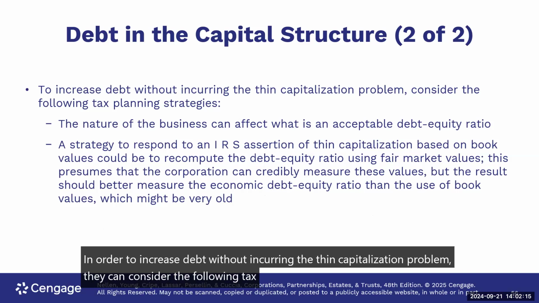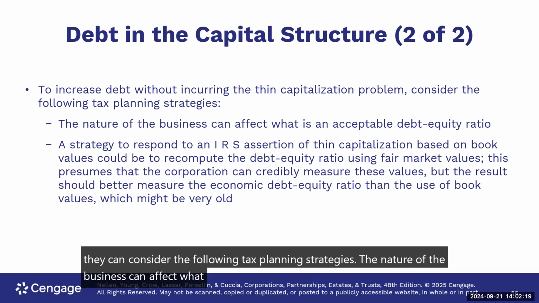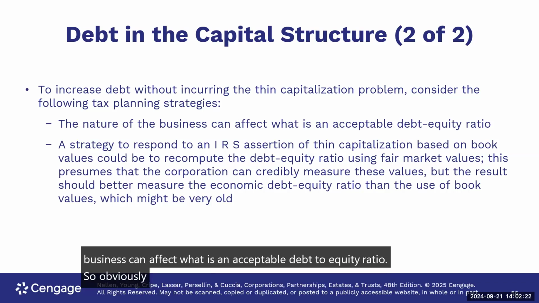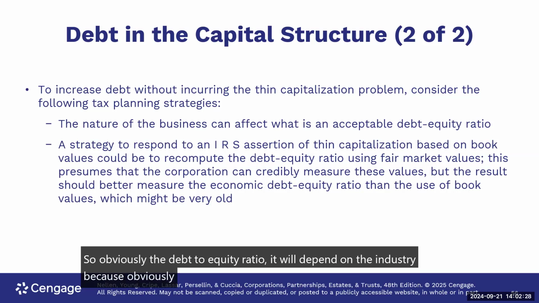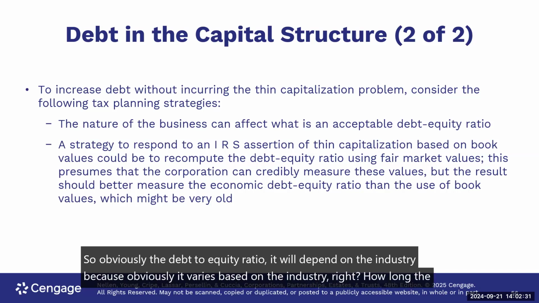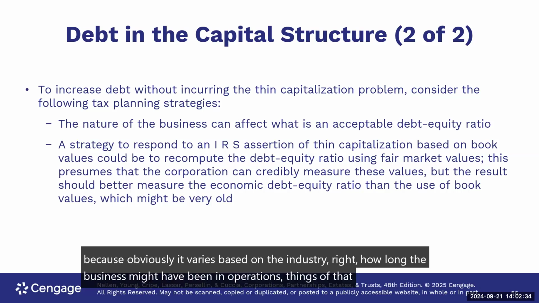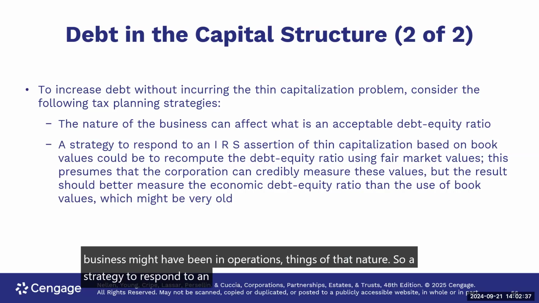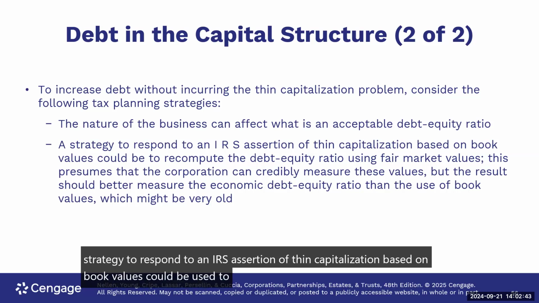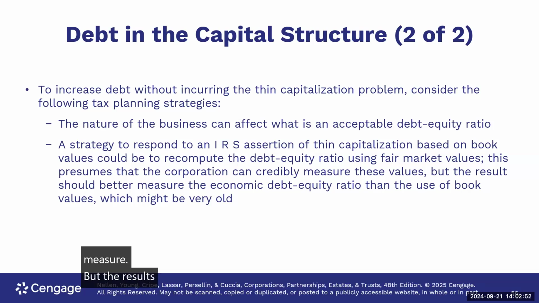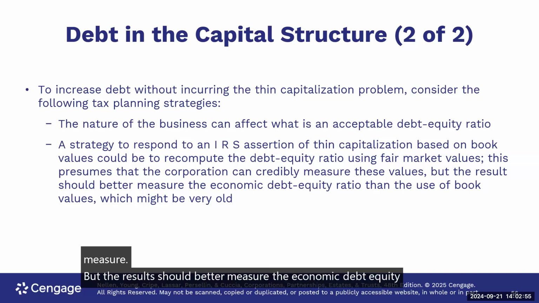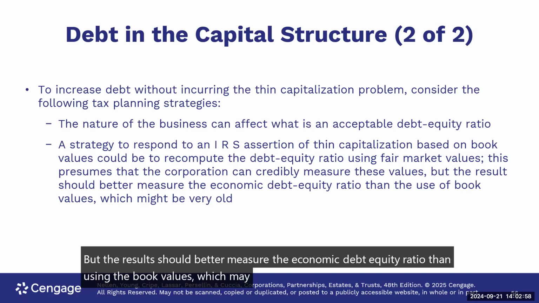The nature of the business can affect what is an acceptable debt to equity ratio. Obviously the debt to equity ratio will depend on the industry, because it varies based on the industry, how long the business has been in operation, things of that nature. A strategy to respond to an IRS assertion of thin capitalization based on book values could be to recompute the debt equity ratio using the fair market values. This presumes that the corporation can credibly measure these values, but the result should better measure the economic debt equity ratio than using the book values, which may or may not be old.